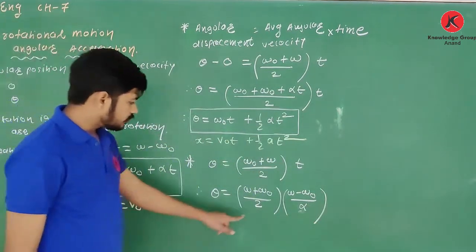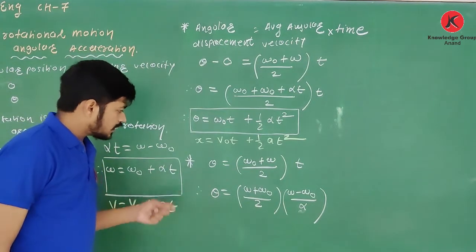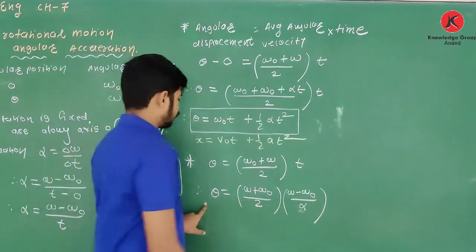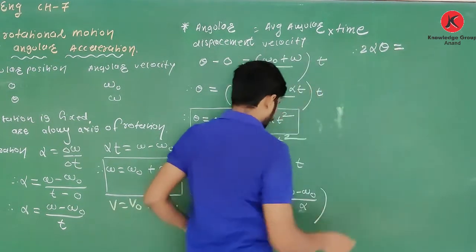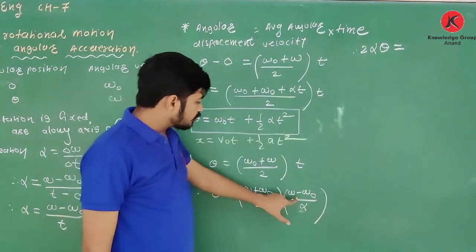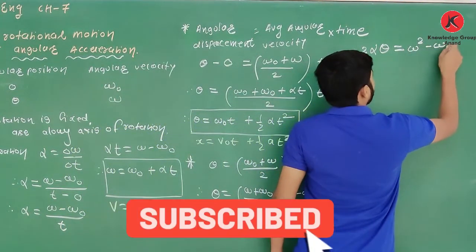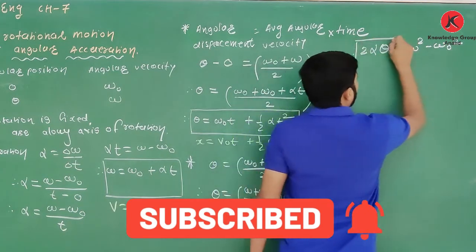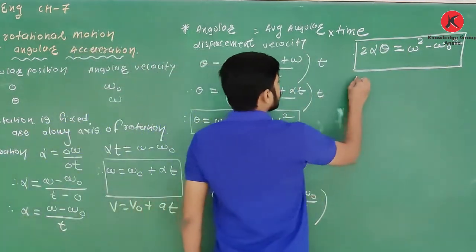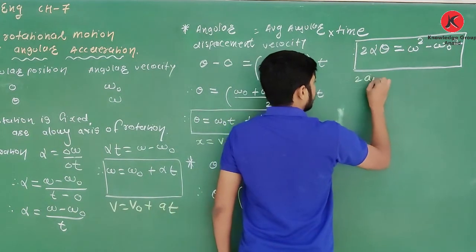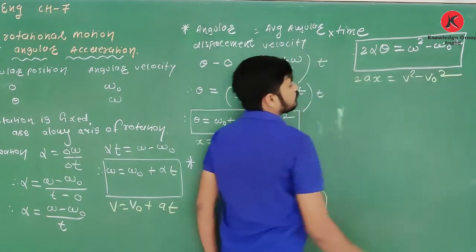See, this 2 alpha is in the denominator. If I take it to the opposite side, it will be in the numerator. So here I can write that 2 alpha theta is equal to (omega plus omega 0)(omega minus omega 0). So yes, I can write this as omega square minus omega 0 square. It is equation number 3. And yes, it is similar to 2ax is equal to v square minus v0 square.